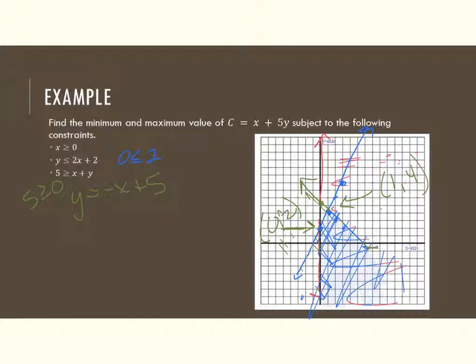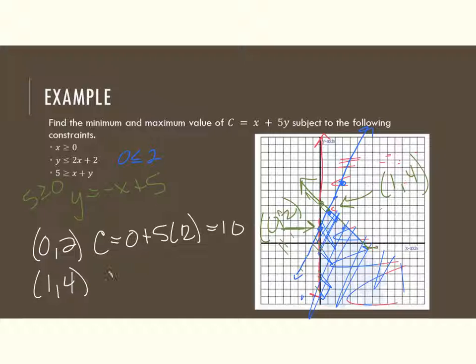So if we try those, 0, 2, let's see here, and we're going to get C equals 0 plus 5 times 2, which is going to be 10. If we try 1, 4, we're going to get C equals 1 plus 5 times 4, which is going to be 21.